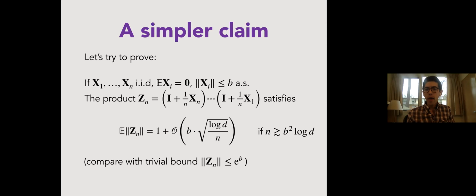Notice here, by the way, that this is a far cry from the trivial worst case bound that we get just from assuming that the Xi's are bounded. A priori, the size of Zn could be like e to the B. This says that the typical size of Zn is exponentially smaller than this. So we're going to try to prove this bound, and this will show where we use this geometric intuition that I mentioned on the previous slide. Okay, so how should we go about proving this?